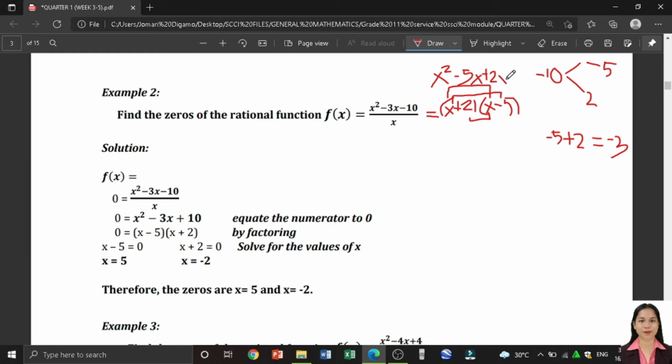And the last term, we have 2 times negative 5. So we have 2 times negative 5 is negative 10. Okay. So negative 10.